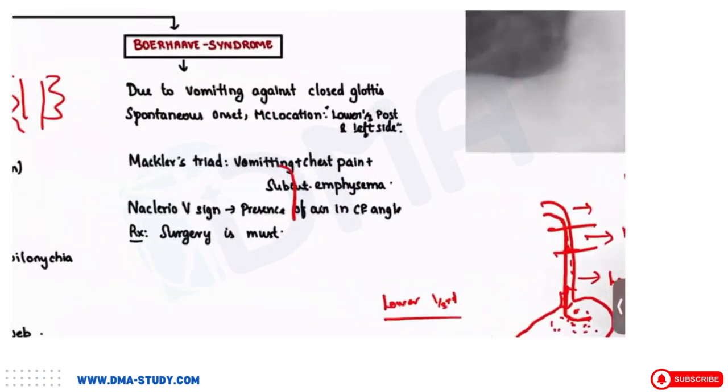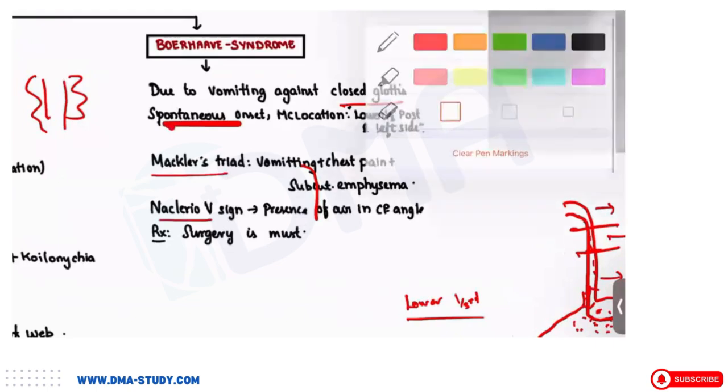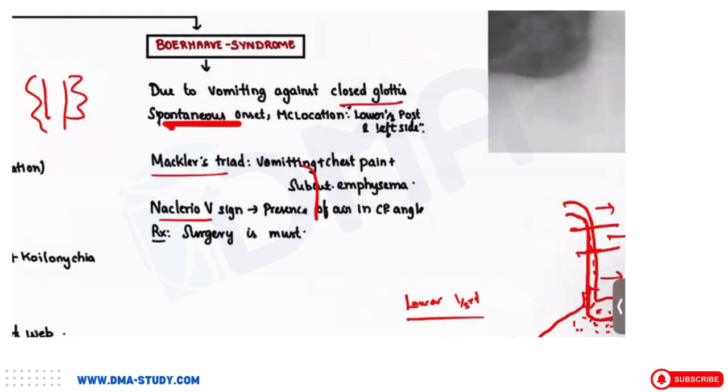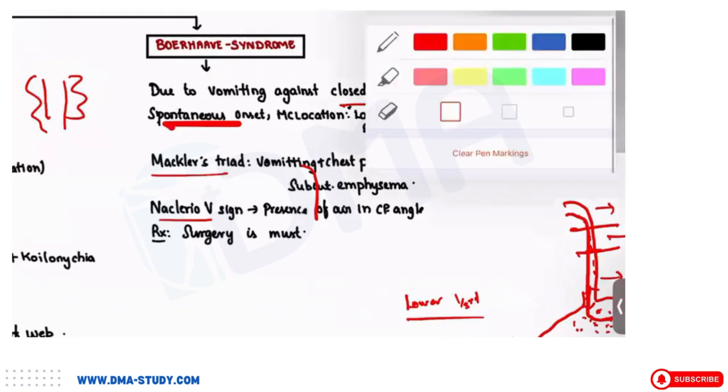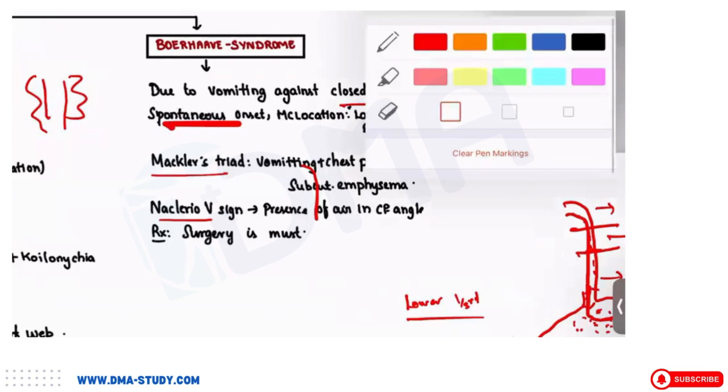And in Boerhaave syndrome, it is vomiting against a closed glottis, and Boerhaave syndrome is a serious one. It has a spontaneous onset, and you may see the Mackler triad and Naclerio V sign. Very important. You may see the Mackler triad and Naclerio V sign in the case of Boerhaave syndrome.